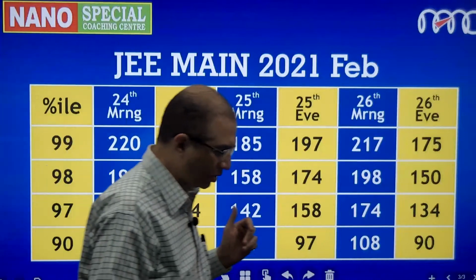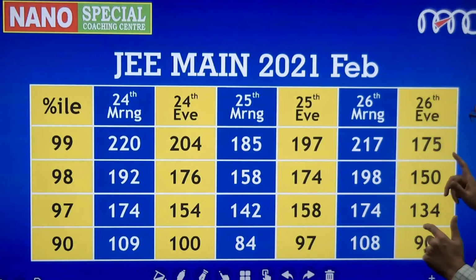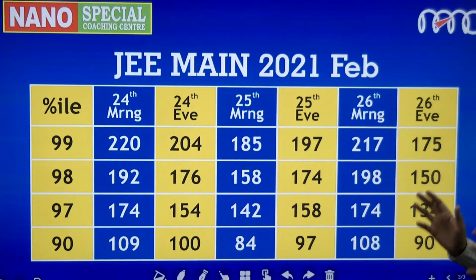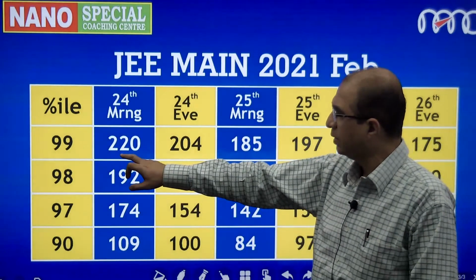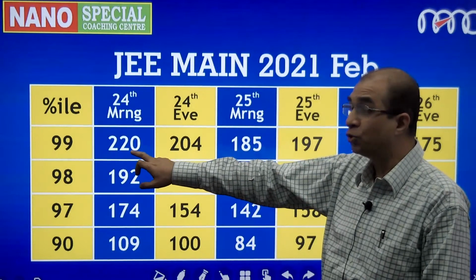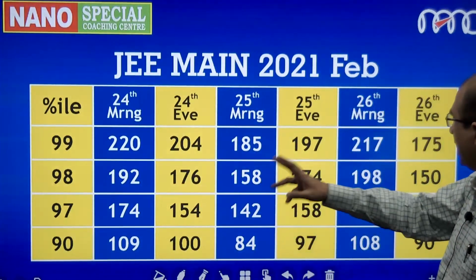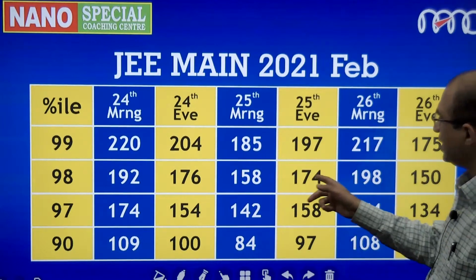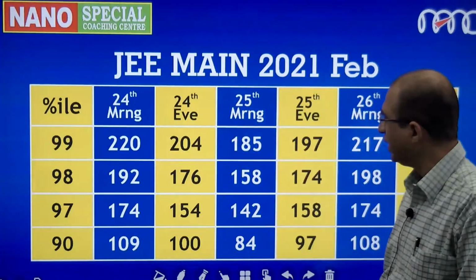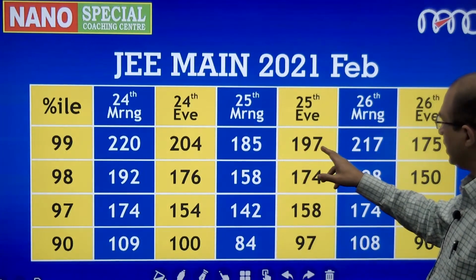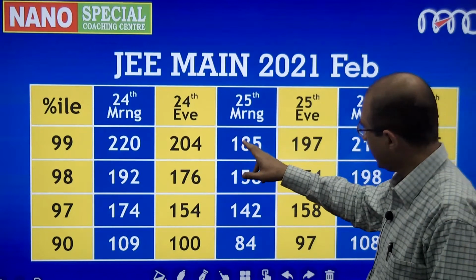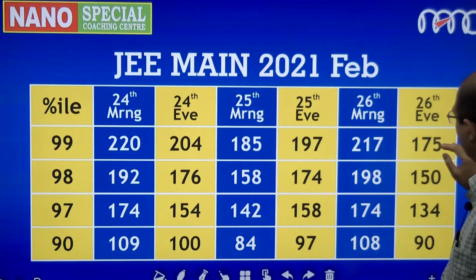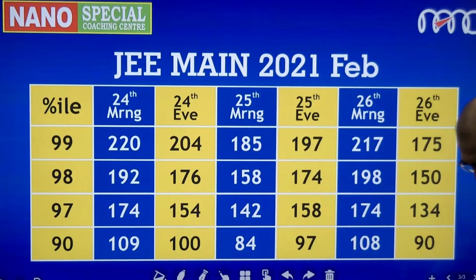So what do we see from here? We can see that the 26th evening paper, that was the last slot, was the toughest of all, and 24th morning was the easiest of all, 220. The next easy one was 26th morning, 217. The next easy one was 204, 24th evening. The one after that was 25th evening, and slightly tougher was 25th morning, and the toughest of all was 26th evening.